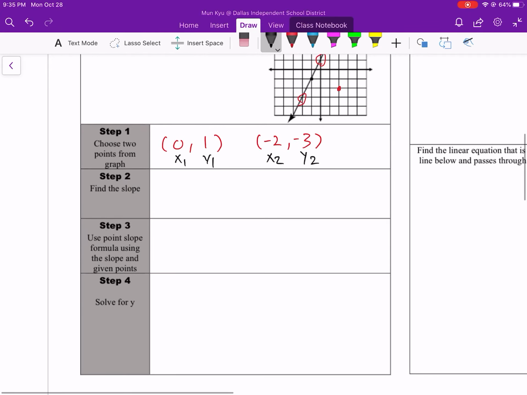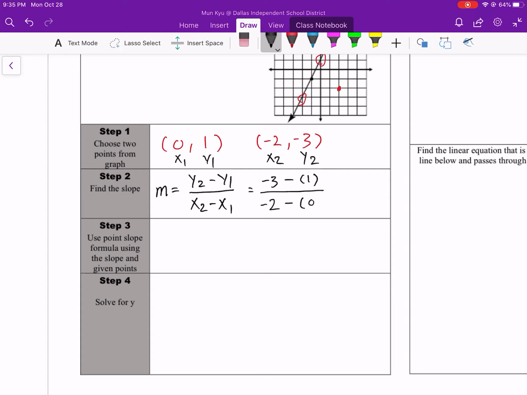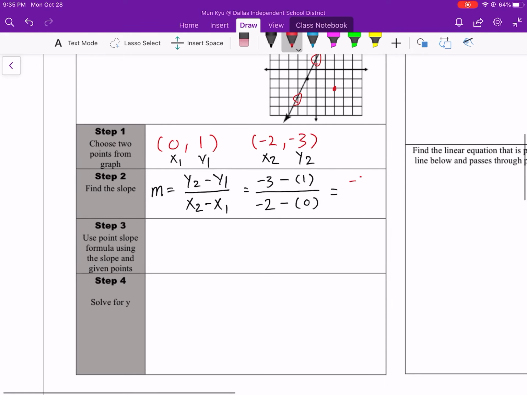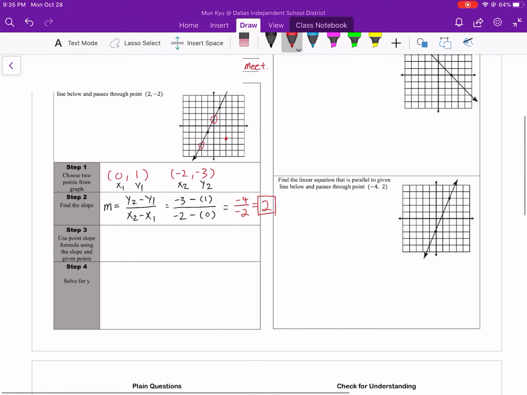Let's find the slope here. The slope formula is y2 minus y1 over x2 minus x1. And y2 in this case is -3 minus y1, which is just positive 1. Let's not forget about this parenthesis. x2 is -2 minus x1, which is just 0. And this is the same as -4 over -2, which is going to be positive 2. So here we found the slope.